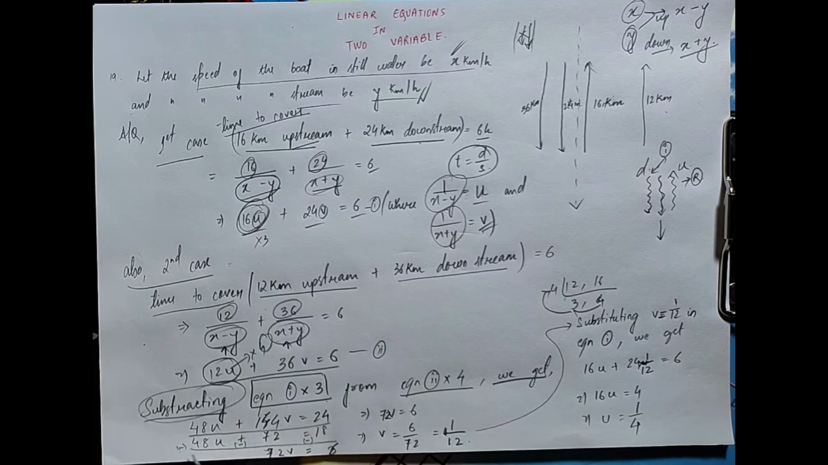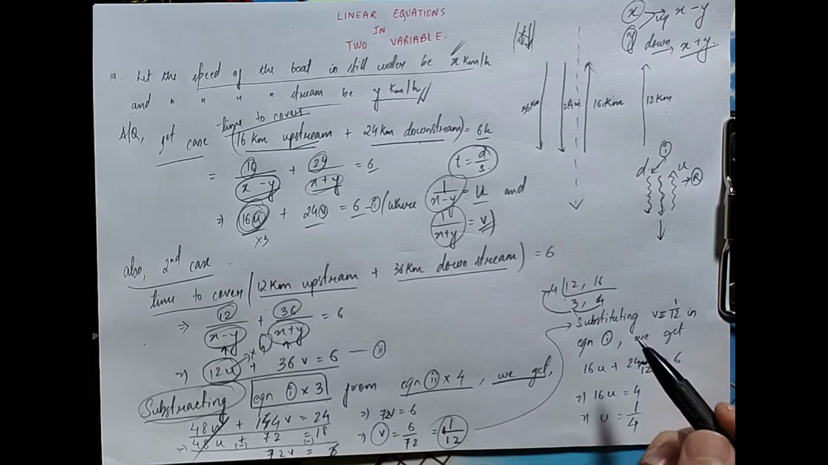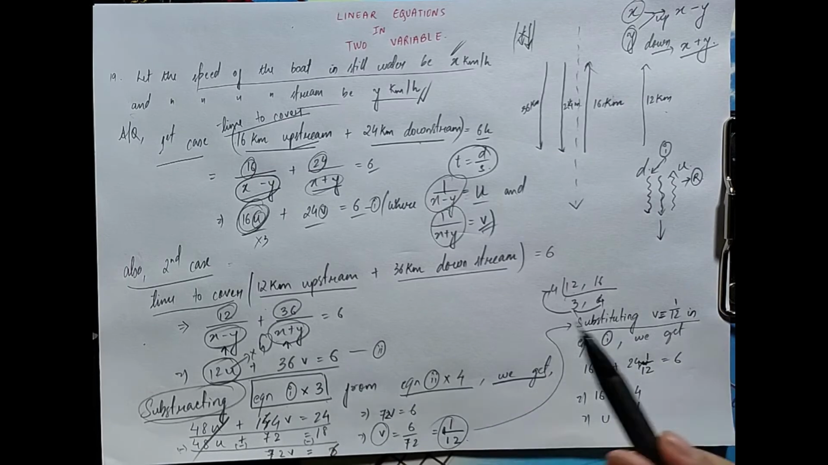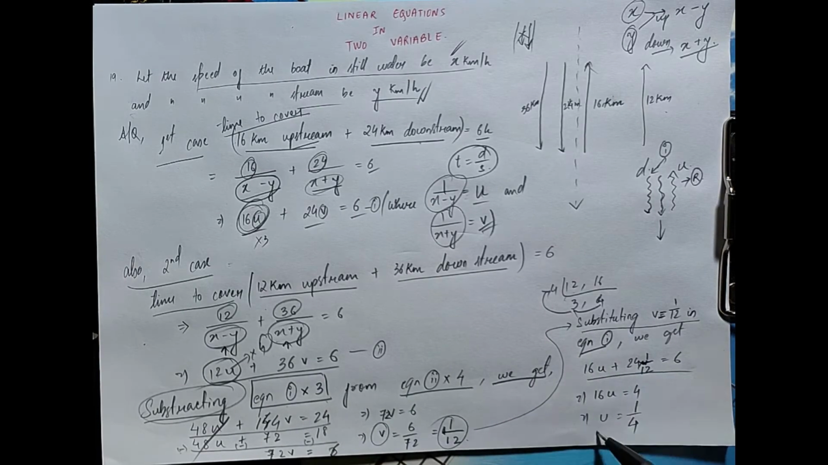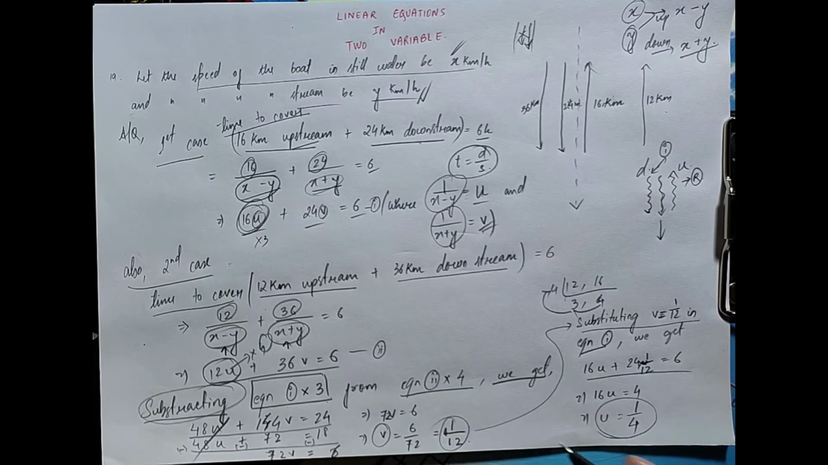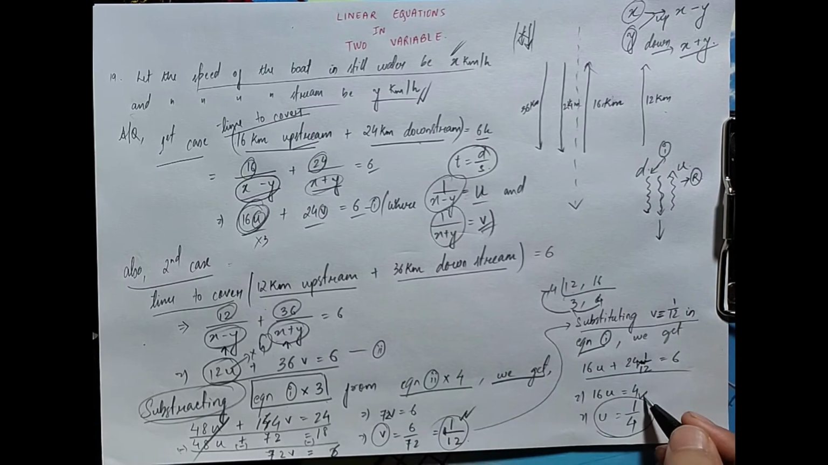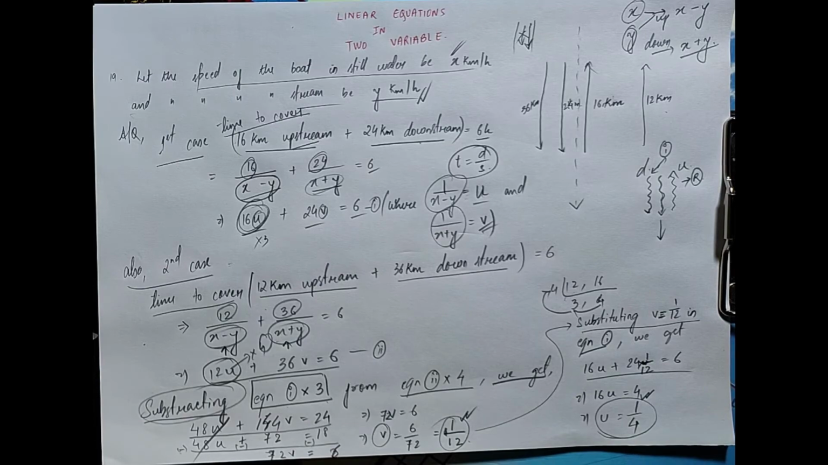Since this is subtraction, the signs will change, that is this 2 will get cancelled. 144 minus 72 is 72v, and if you solve this, you get v is equal to 1 by 12. Now substituting v is equal to 1 by 12 in the first equation, that is equation 1, we get this. If you solve, you get u is equal to 1 by 4. So this is v and this is u. From here, let's find x and y.